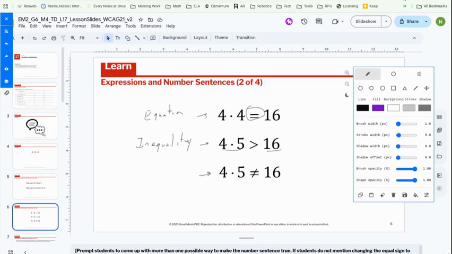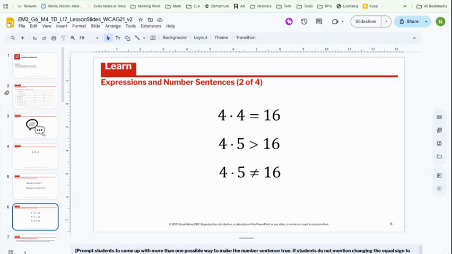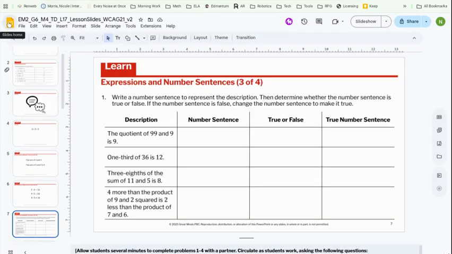It just means it's not true. This basically means that it's still a number sentence that says 4 times 5 does not equal 16. So this is still true because you're saying something true. You're saying that 4 times 5 does not equal 16. We won't do that much today. No, actually we will. So a couple of ideas.